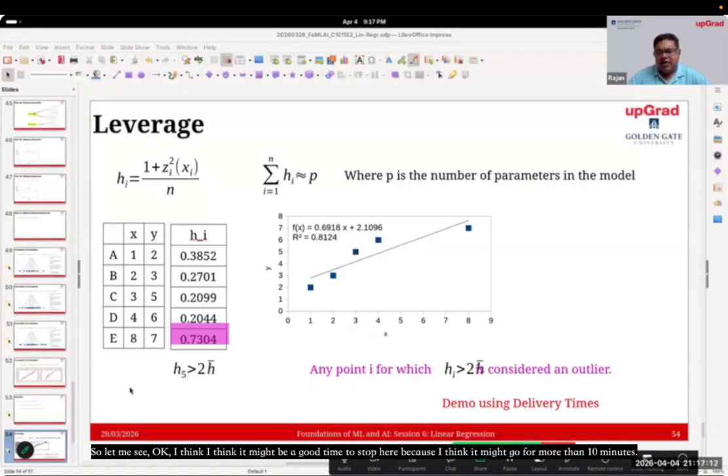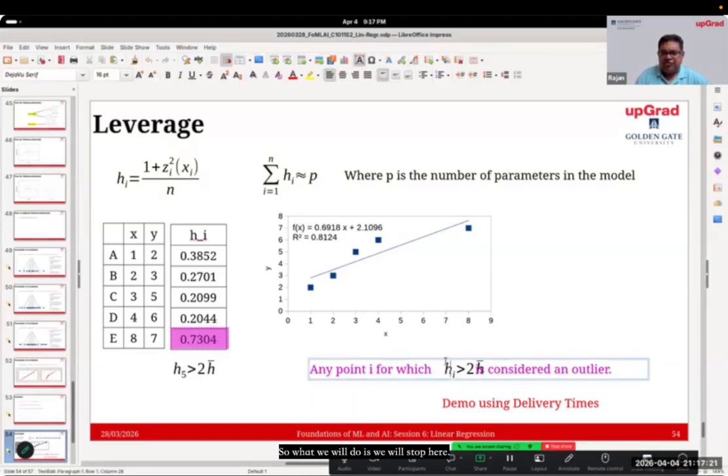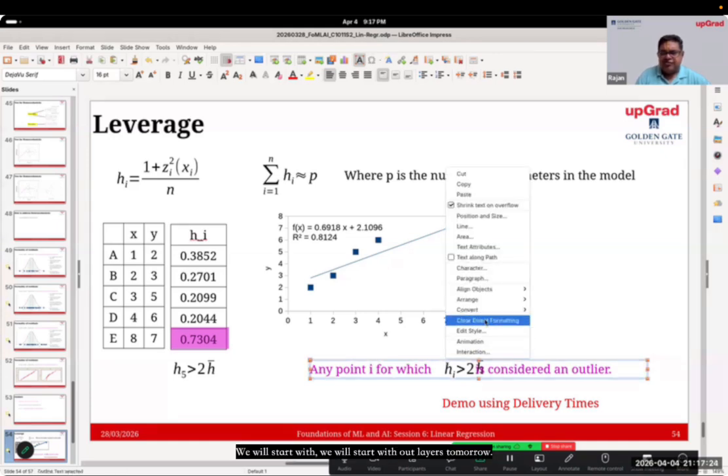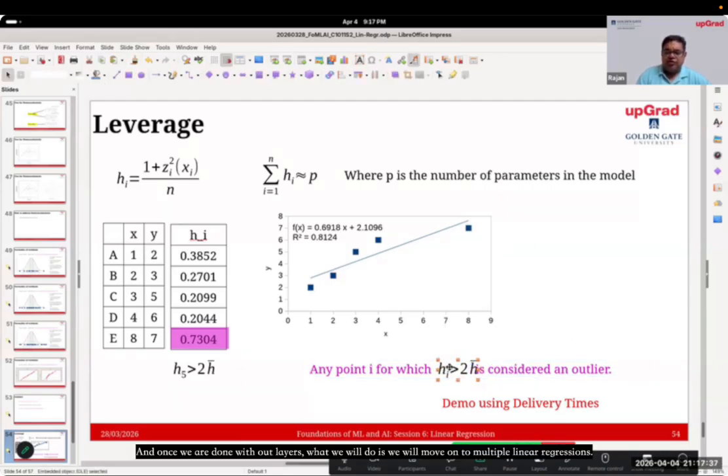Okay, I think it might be a good time to stop here because I think it might go for more than 10 minutes. So what we'll do is we'll stop here. We'll start with outliers tomorrow. And once we are done with outliers, we'll move on to multiple linear regression. Okay. So I'll stop here.